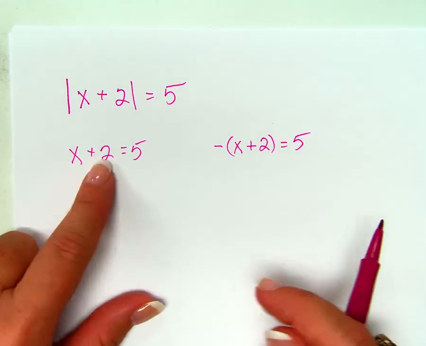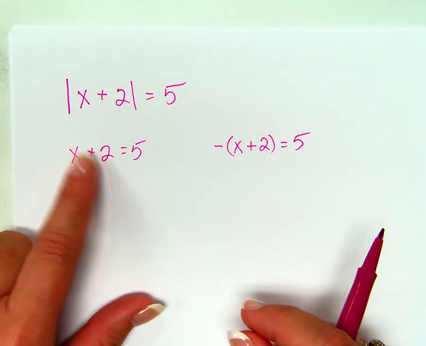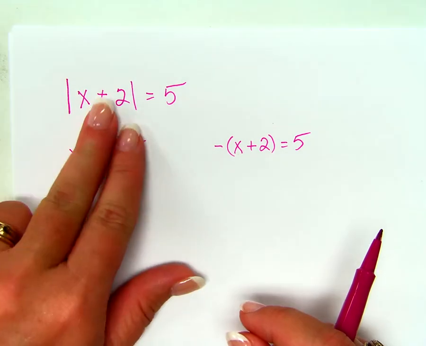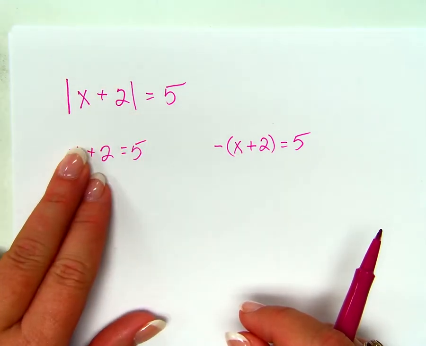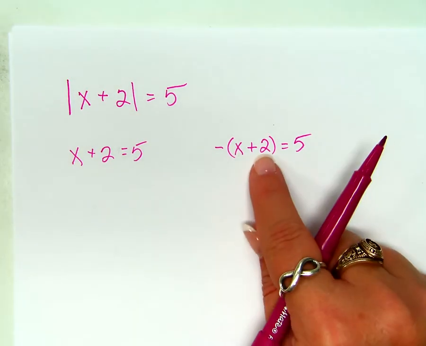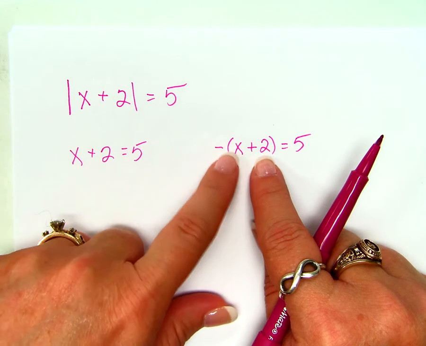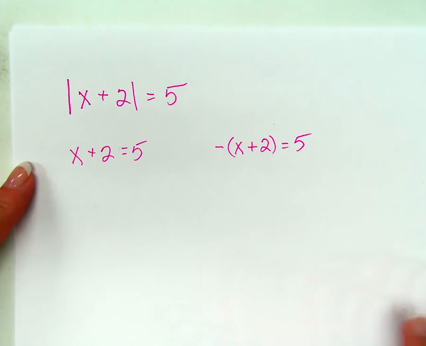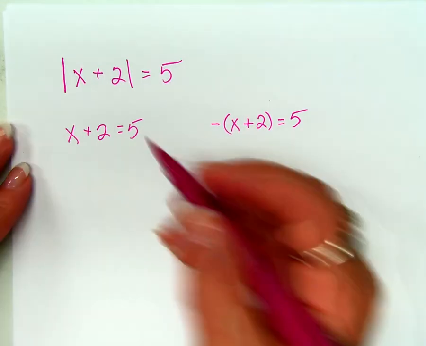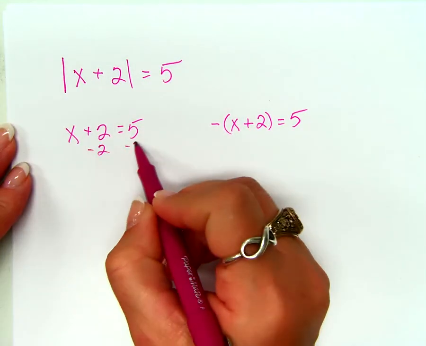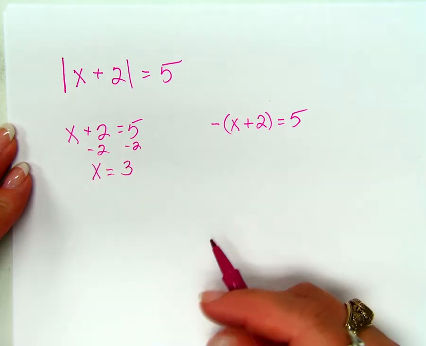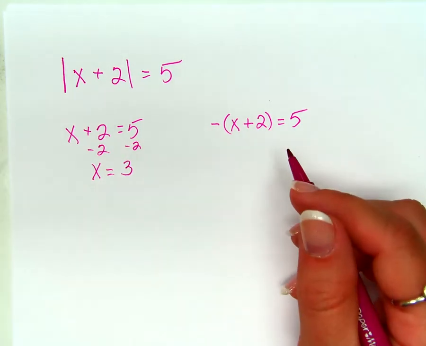And remember, when we say positive value, we're not making sure these are both positive. They just both happen to be positive in the problem. We just brought it straight down for what it was inside the absolute value. When we took its negative value, we took it straight out and then multiplied that whole entire thing by a negative. Remember that? How did we solve this first problem? So we subtracted 2 on both sides. X equals 3.